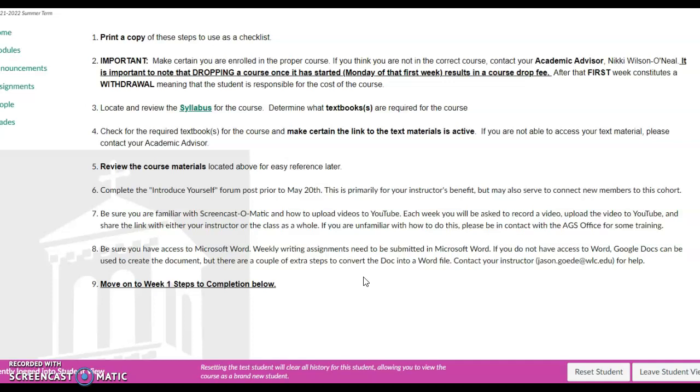And then most importantly, when it comes to the writing aspect, which is our final paper, you definitely want to have access to Microsoft Word. Because when it comes to submitting that final paper, I want you to submit it in Microsoft Word. So make sure you cover that as well.